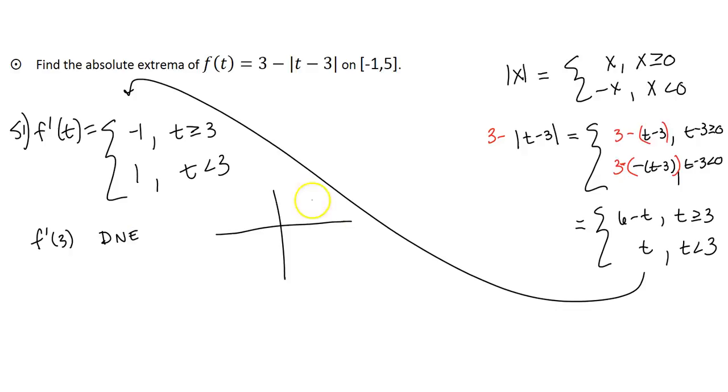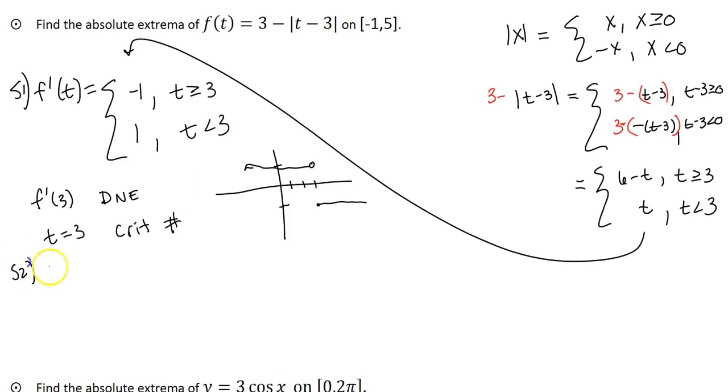Because if you were to look at the graph of it at 3, on the left hand side you would have a positive 1, and on the right hand side you would have a negative 1, so it would end up looking like this. So technically f prime of 3 does not exist. So t equals 3 is a critical number, and in fact it's the only critical number because there's no way that the derivative will be equal to 0. So we do need to check that.